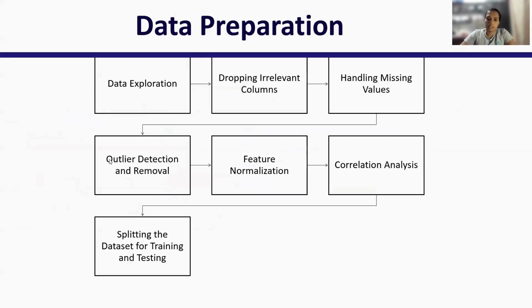And this is the data preparation path that we use. First, we did the data exploration, and then we looked for the relevant columns that need to be dropped, and we handled the missing values, then outlier detection and removal, feature normalization and the correlation analysis, and finally split the dataset for training and testing.